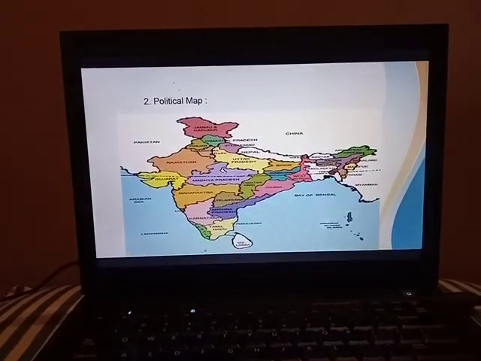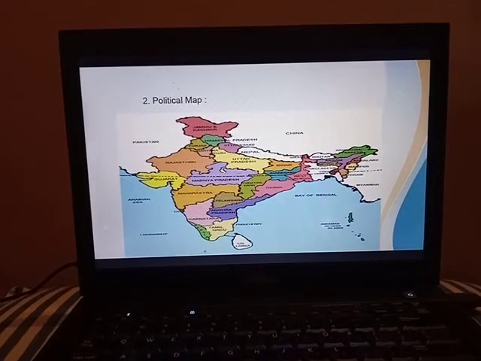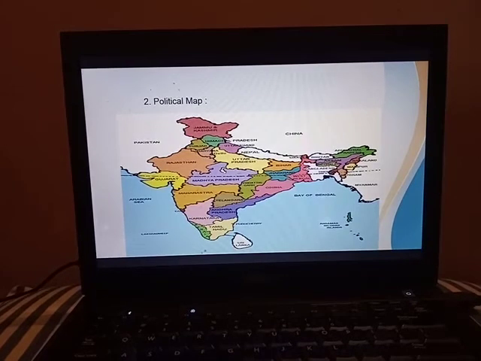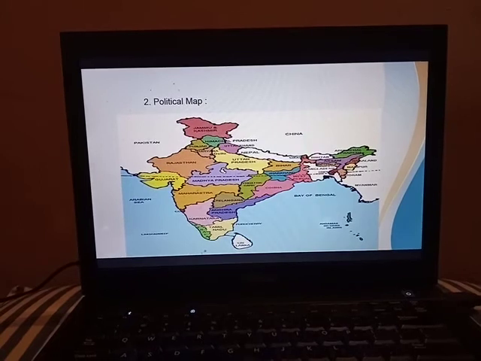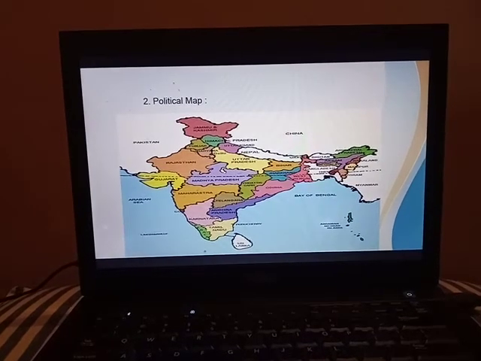The next one is the political map. Political maps are those maps which give us information regarding the political boundaries of a city, like Mumbai, Kolkata, Bangalore, Delhi, a state like Maharashtra, Andhra, Telangana, Tamil Nadu, a country like India or Nepal or Asian countries, and the continent, state wise, district wise, taluk wise or area wise. We can study in detail about the different states with the help of the political map.